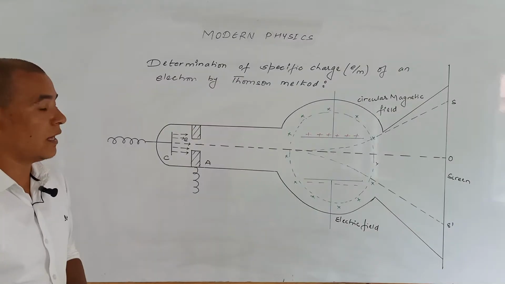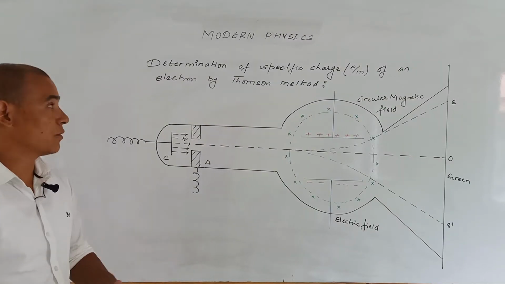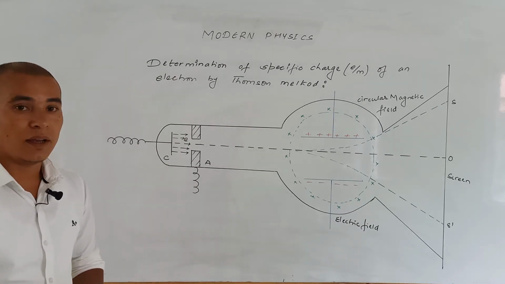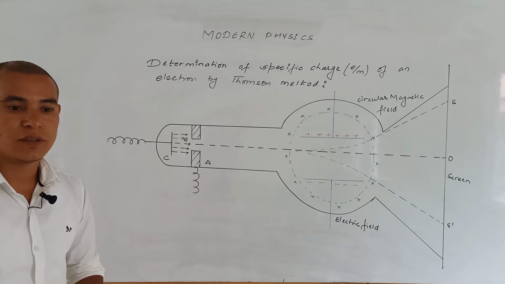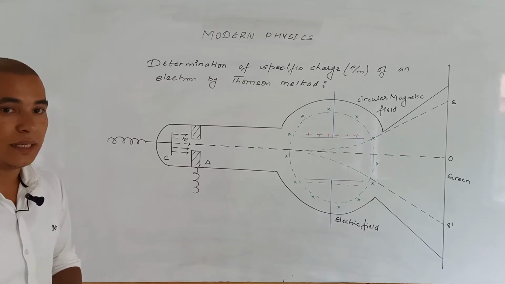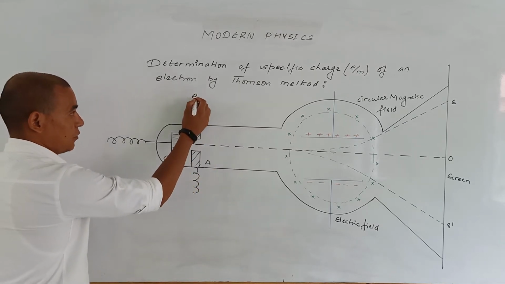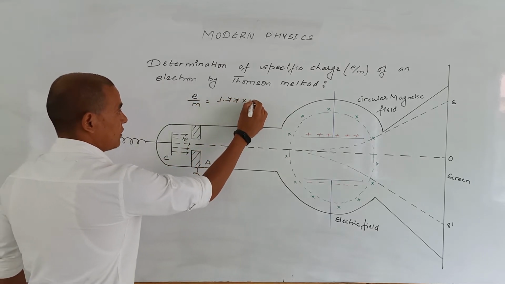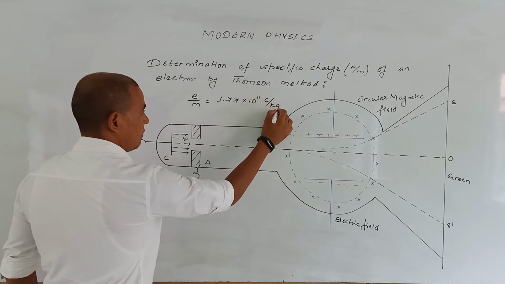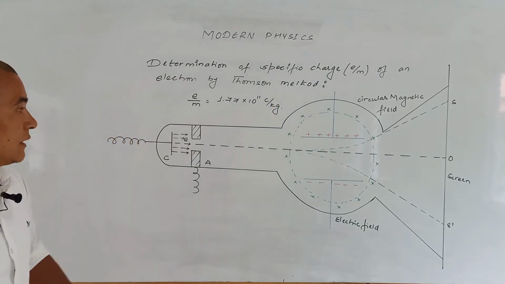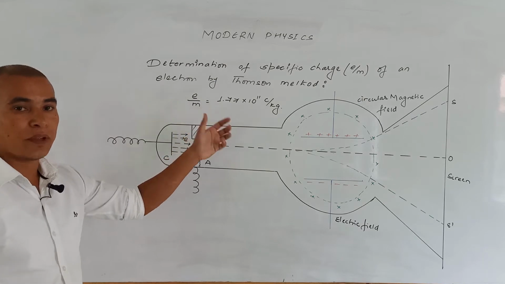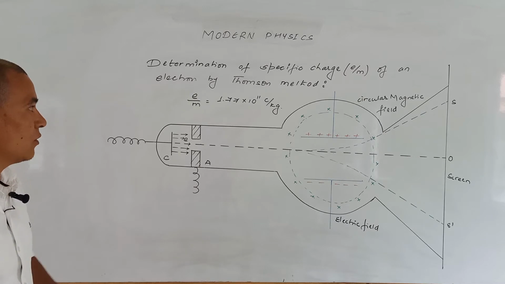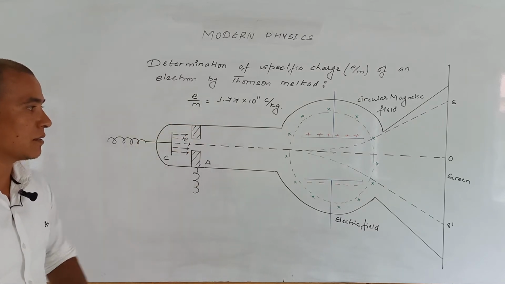In this class, I will be explaining the determination of the specific charge of an electron by J.J. Thomson's method. Thomson experimentally calculated the specific charge, the e by m ratio, that is 1.77 into 10 to the power 11 coulomb per kg. After calculating the specific charge ratio, the mass of an electron was calculated, because we already know the charge of an electron, and from this equation the mass of an electron.